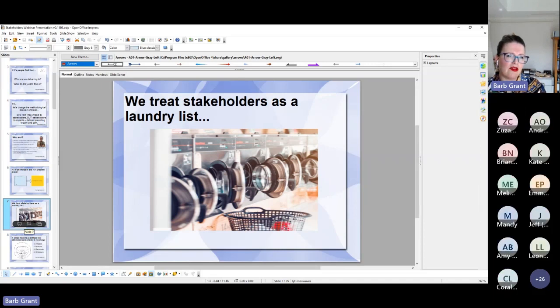So when we do this, we're treating our stakeholders as a laundry list, and we're seeing them in the context of all being equal and equivalent to each other.